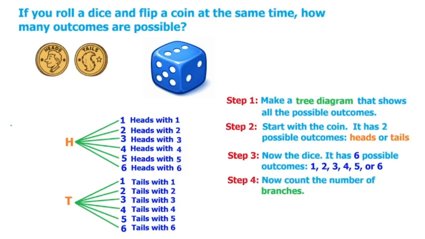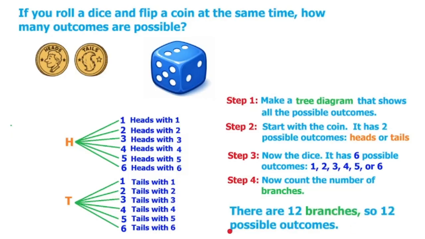So now you just need to count the number of branches, right? So there's 1, 2, 3, 4, 5, 6, 7, 8, 9, 10, 11, 12. 12 branches on this tree diagram. So there are 12 branches, so 12 possible outcomes that you could have when you flip the coin and roll the dice at the same time. Okay, and that's all there is to that.